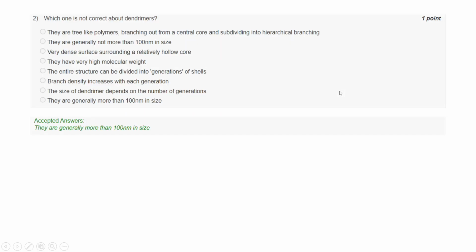So the question is asking us what is not correct about dendrimers. Dendrimers are not more than 100 nanometer in size is the correct statement. We have to choose the false option. So the false option here will be they are generally more than 100 nanometer in size, which is false. Everything else that is given is the correct information. Is this clear?